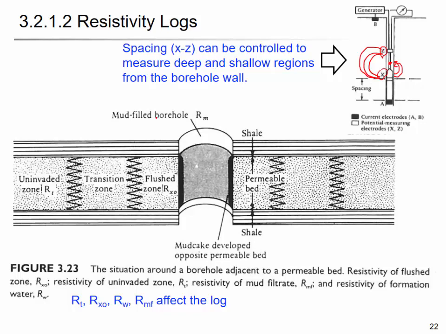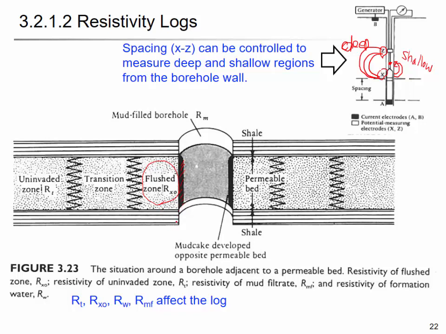So if you measure the shallow, this is called a shallow measurement, and this is called a deep measurement. The shallow measurement is more affected by the mud filtrate. So you have a flushed zone with the mud-bearing sand, and you have a mud cake here.